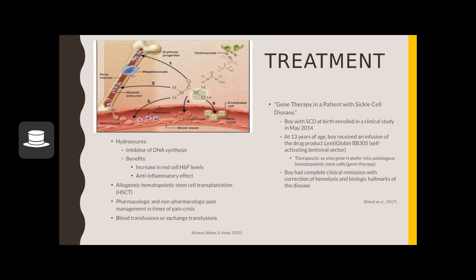In this study, a boy with sickle cell disease diagnosed at birth was enrolled in a clinical trial in May 2014. At 13 years of age, the boy received an infusion of the drug product LentiGlobin BB305, a self-inactivating lentiviral vector. This is described as a therapeutic gene transfer into autologous hematopoietic stem cells. After completion of treatment, the boy had complete clinical remission with correction of hemolysis and biologic hallmarks of the disease.